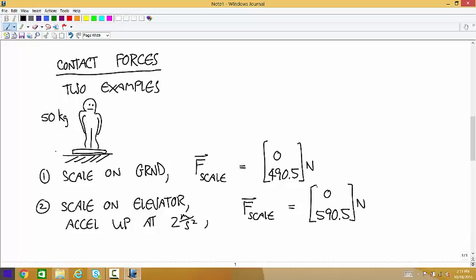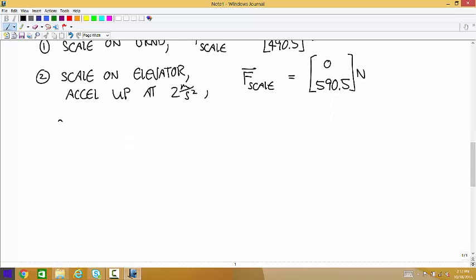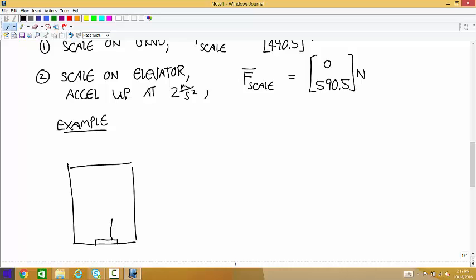Okay, so let's do basically the same example again, but this time let's have the elevator accelerating downwards. What do you expect to happen here? It's going to be, the force is going to be less. So there's the elevator. There's the scale.